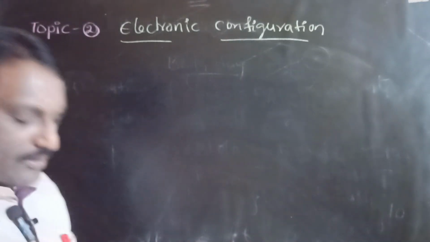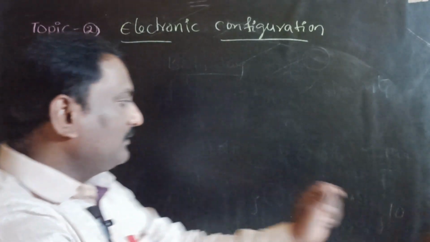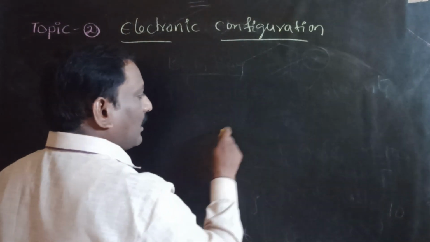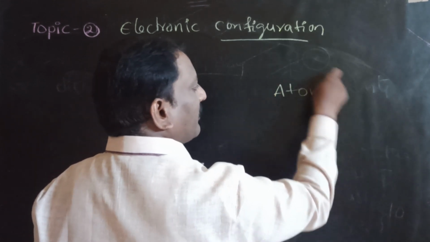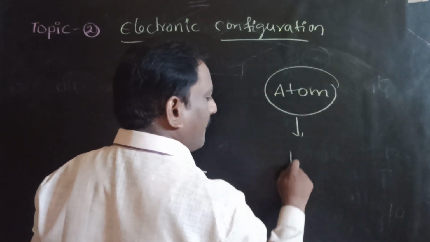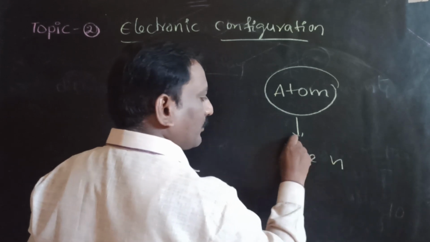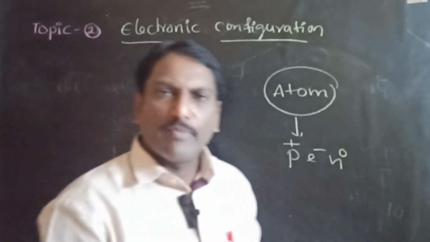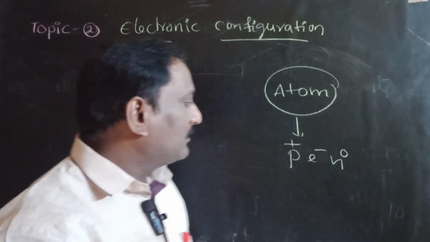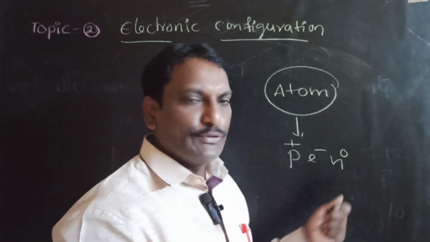Let me give one point before going on to electronic configuration. You must have known that an atom has three fundamental particles: proton, electron, and neutron. So each and every atom is made up of three fundamental particles like proton, electron, and neutron.